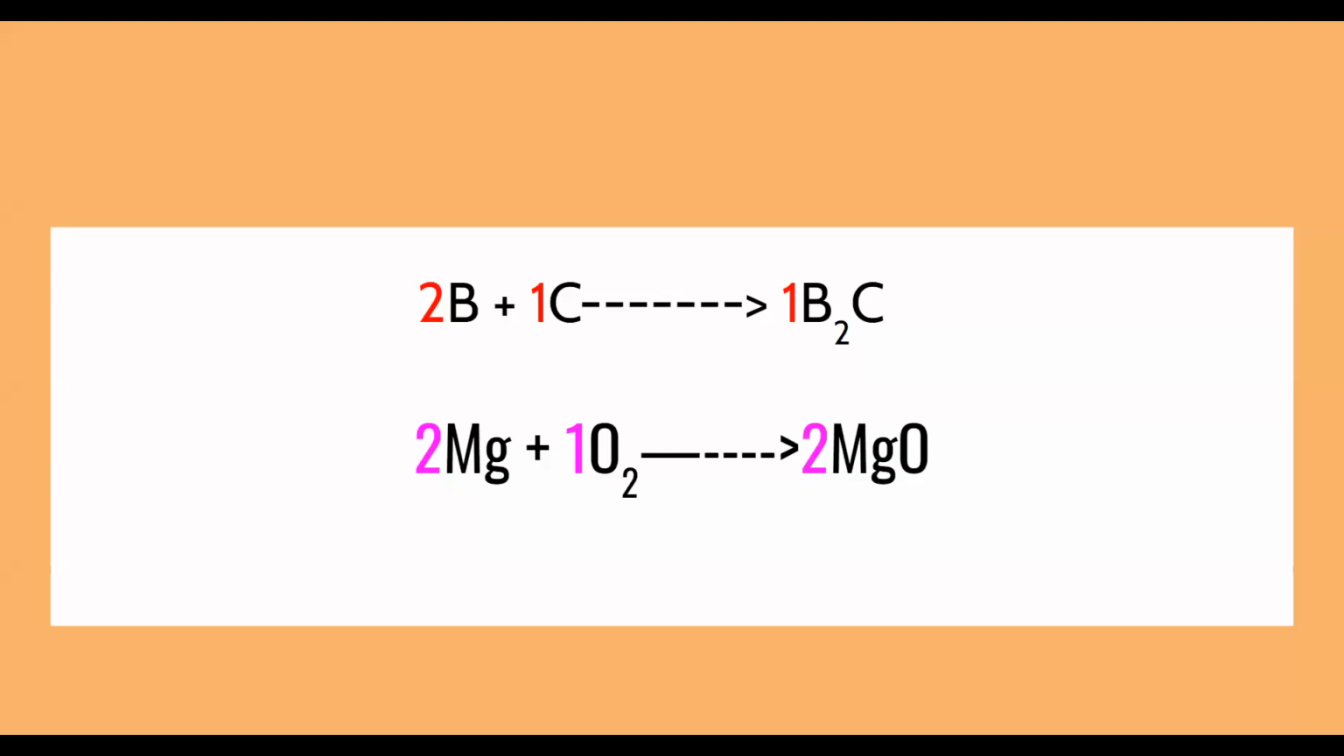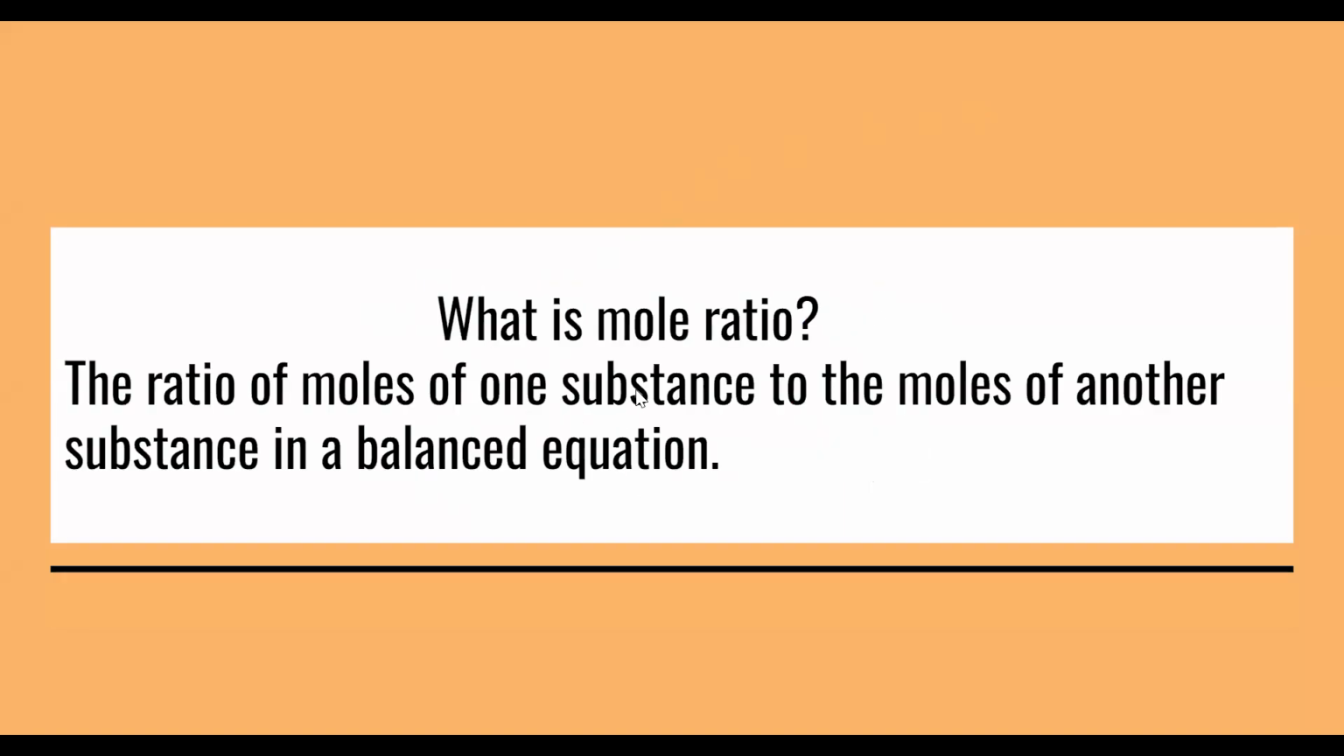Okay. Let's look at these 2 chemical equations. The first one is the one we use in everyday stoichiometry, and this is a chemical equation. Just as we use ratio here, we will use these coefficients as ratios too, but this time we call this mole ratio. Remember, mole is used in chemistry in counting. So what is mole ratio? It is the ratio of moles of one substance to the moles of another substance in a balanced equation.